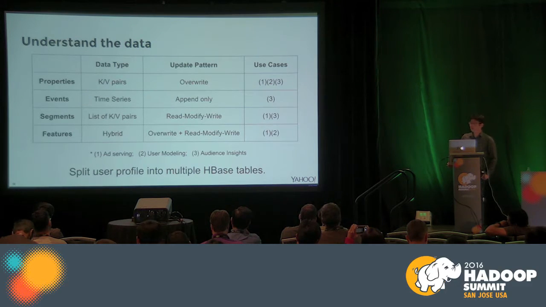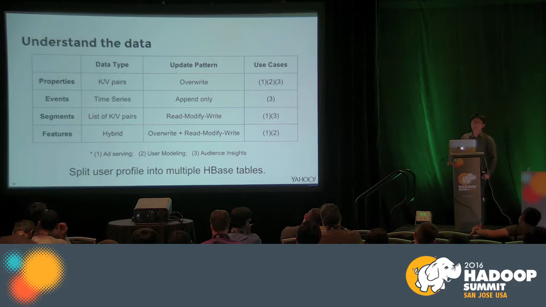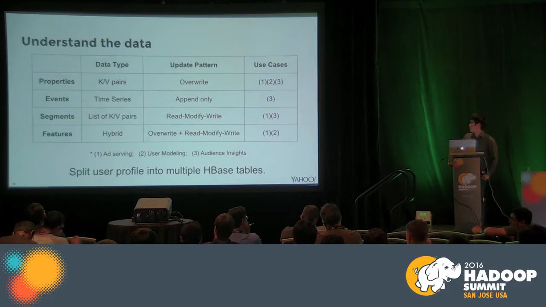So the third one is segments. Basically, a segment is a tag we created to represent a kind of interest. For example, football fans could be one segment. And a user's segments list is very useful in ad serving and audience insights. It's a list of key value pairs. And the update pattern is read, modify, write based on our use case, which means you have to read it first, do the modification, and write it back to HBase.